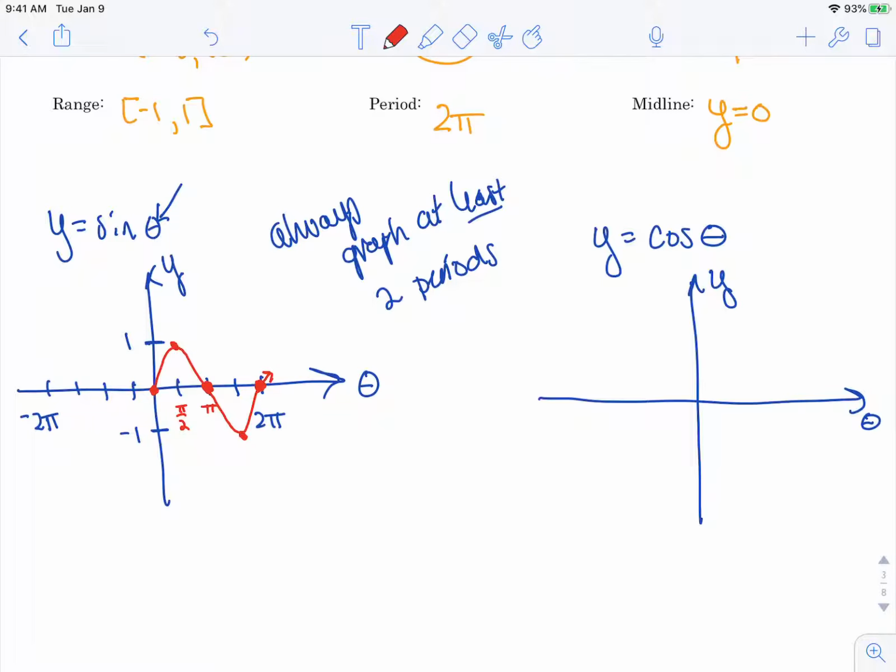Now to go in the other direction, we can look at our unit circle and figure it out. If I look at negative pi, that gives me out 0 for sine. If I look at negative 2 pi, that gives me out 0 for sine. If I look at negative pi over 2, that gives me negative 1. And if I look at 3 pi over 2, that gives me out 1.